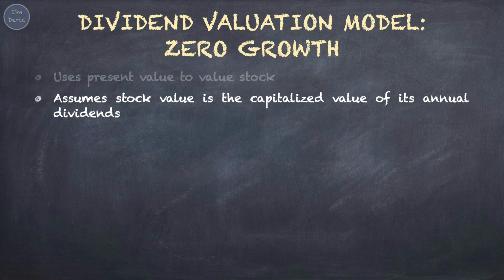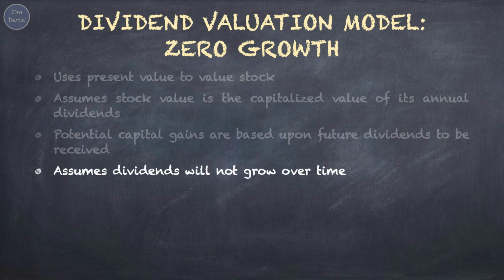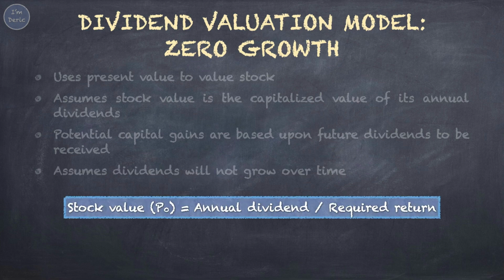It assumes stock value is the capitalized value of its annual dividends. Future share price is not known or given. The potential capital gains are based upon the future dividends to be received. And it assumes dividends will not grow over time. The formula can be expressed as stock value equals annual dividend over required rate of return.